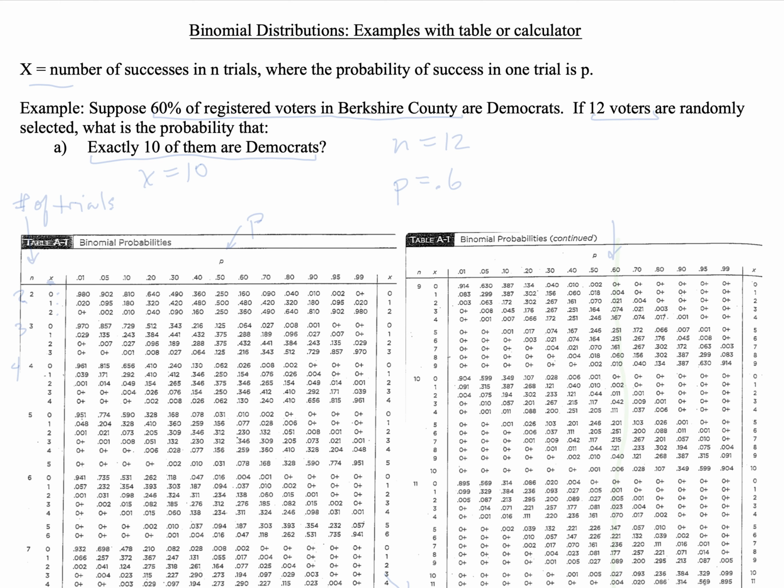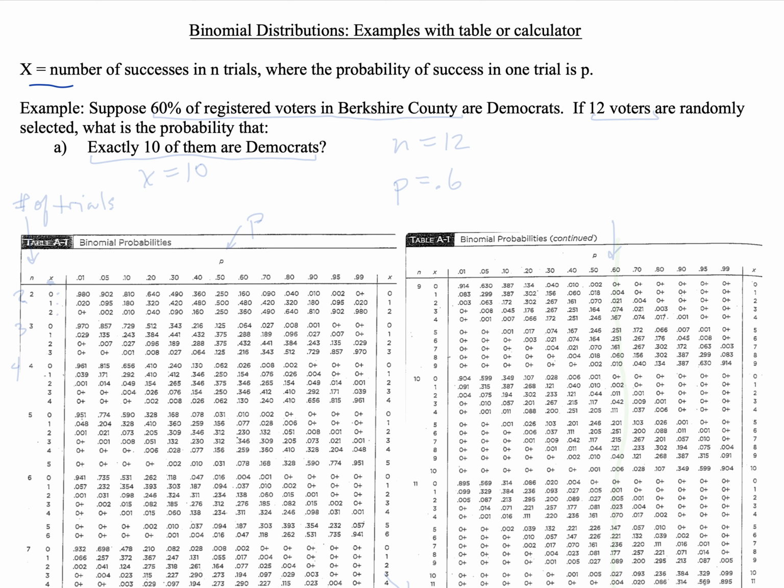In this video, we'll find probabilities for a random variable x that is a binomial random variable. So remember that a binomial random variable x is one with the following property, where x is the number of successes in n trials, where the probability of success in one trial is p. An example would be this below.